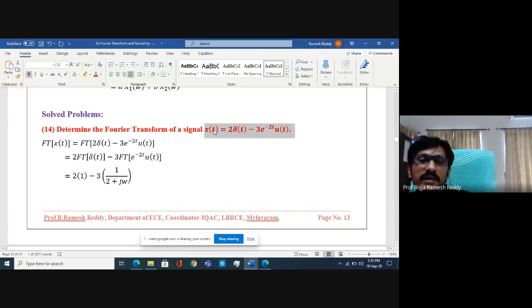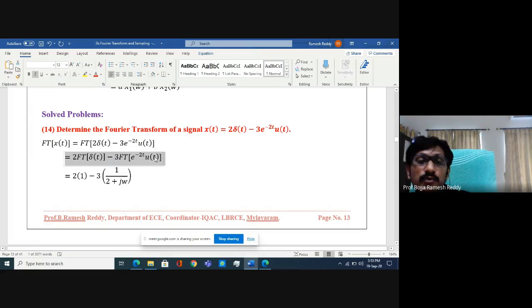Directly apply the linear property. Frequency domain of 2 into del of t, and frequency domain of 3 into e power minus 2t. Fourier transform of del of t is 1. Fourier transform of e power minus 2t u of t is 1 by a plus j omega, since it is of the form e power minus at u of t, a decaying exponential.